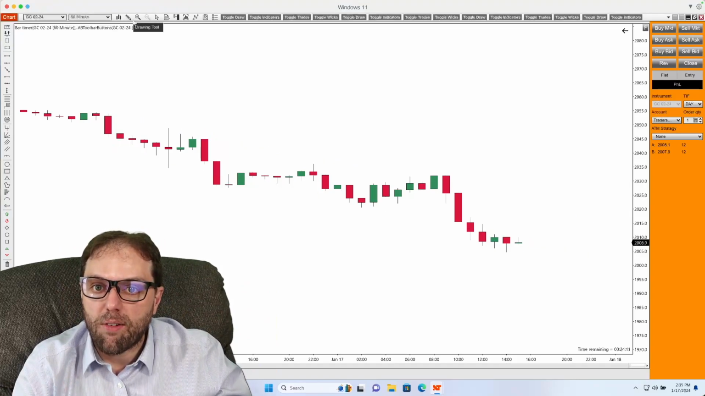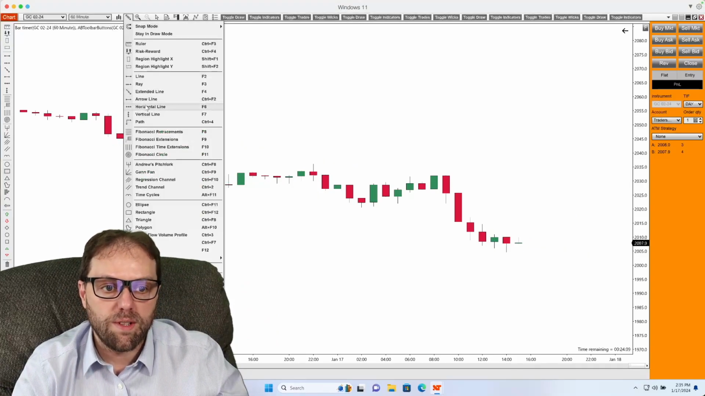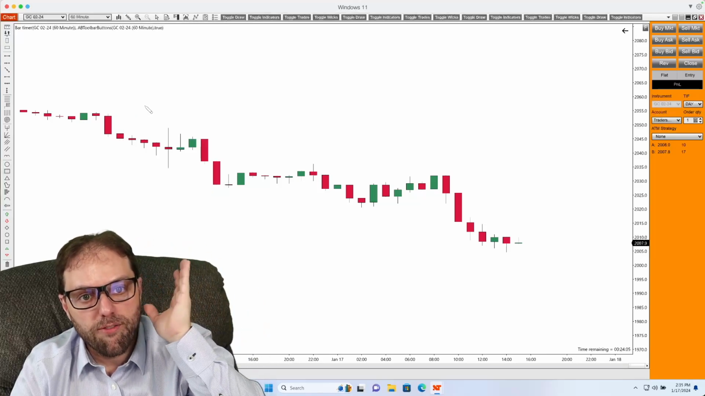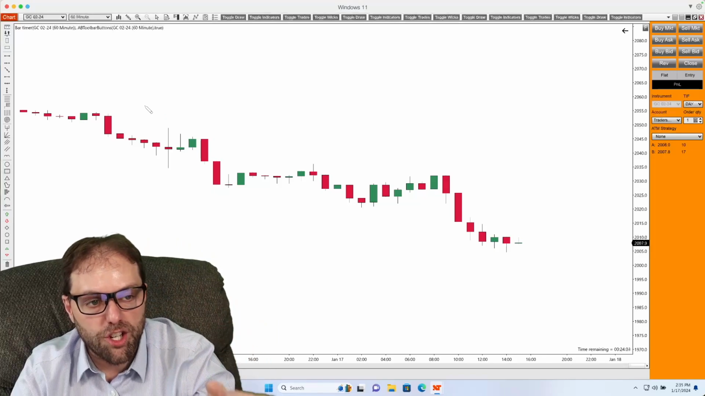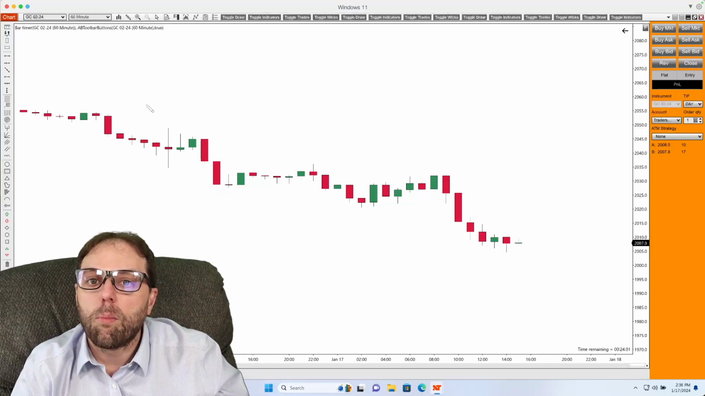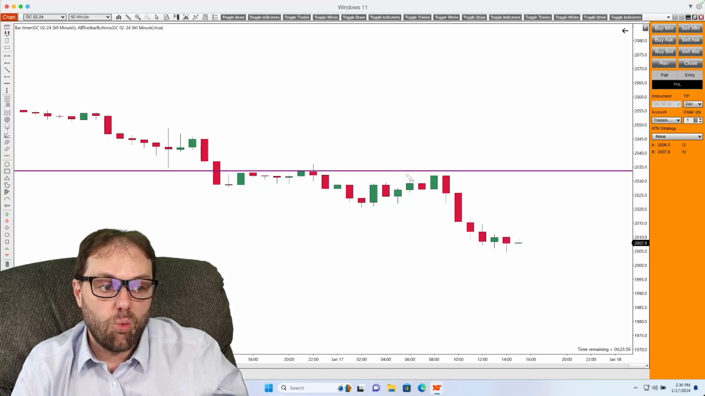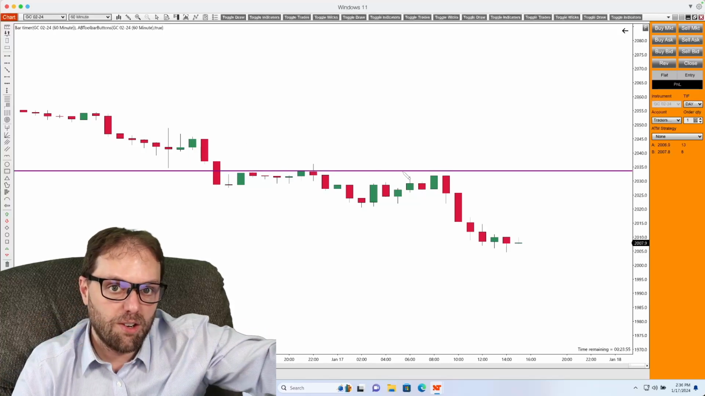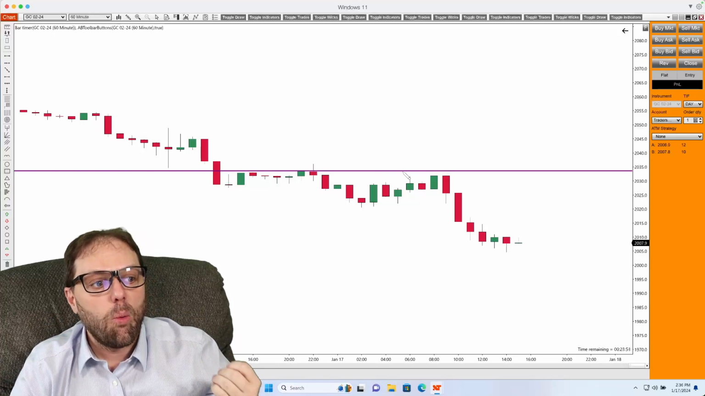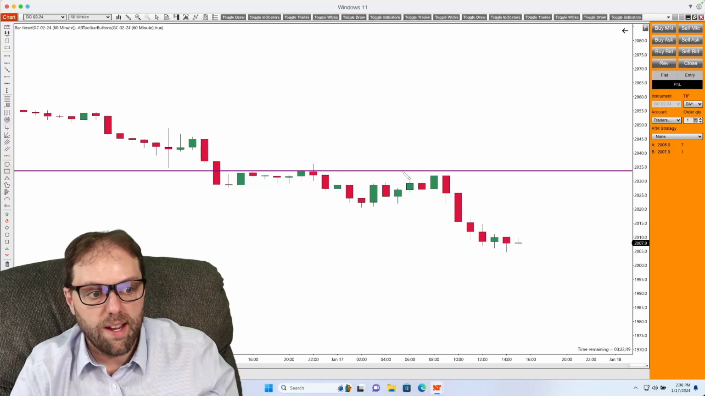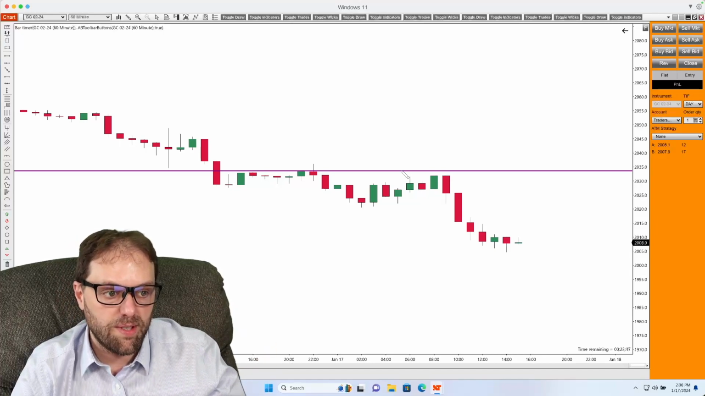Another tool that I like to use is called the horizontal line tool. And what that does is allows me to look for areas of concentration on the chart where the market tends to gravitate towards a specific price. So right here, you can see there's a horizontal line that goes across the chart. And what that helps me do is look for areas of support as well as areas of resistance.